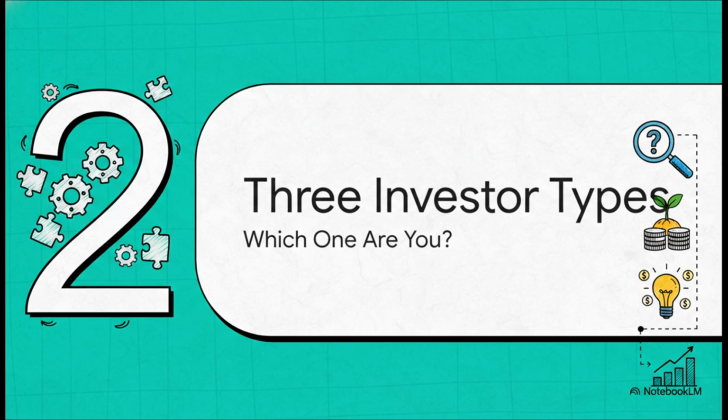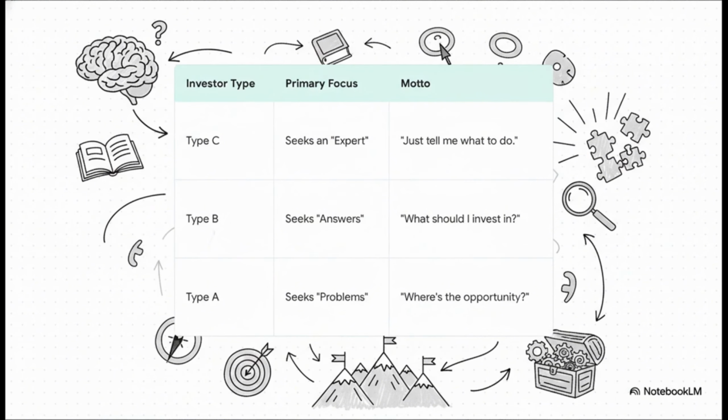Well, we can break investors down into 3 really distinct types. And as we go through them, I want you to think about which one sounds the most like you right now. Okay, so here's the quick breakdown. You've got your type C investors who basically just want an expert to tell them what to do. Then you have type B who are a bit more proactive. They're asking for answers. But type A, type A is playing a totally different game. They're out there hunting for problems. Let's dig into each one.